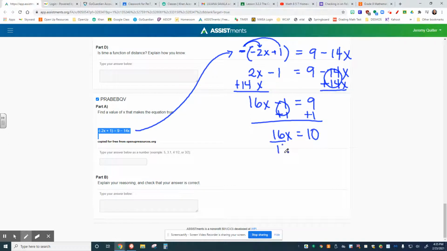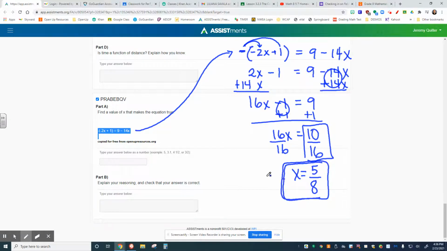I divide by 16, divide by 16, and x equals 10/16. But I want to simplify this because it can be reduced. They both have a common factor of 2, which means the numerator would reduce to 5 and the denominator would reduce to 8, and this is the solution that you would need to put in right here. Please do not change that to a decimal.